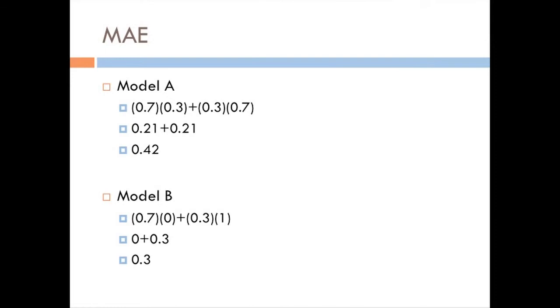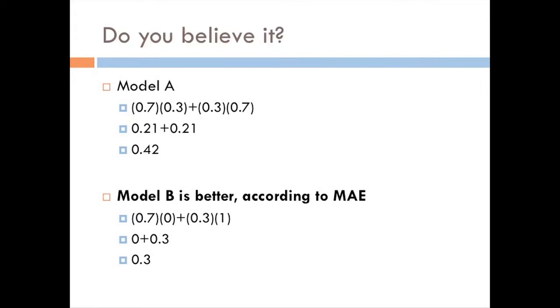So when we look at how well the two models do, model A is 70% wrong 30% of the time, 0.21, and 30% wrong 70% of the time, 0.21, for an overall mean absolute error of 0.42. Model B is completely right 70% of the time and completely wrong 30% of the time. So that's 0 plus 0.3 for a mean absolute error of 0.3. So according to mean absolute error, model B that says the student will always get it right is better than a model that actually says a student who gets it right 70% of the time should get it right 70% of the time. That just doesn't seem right.